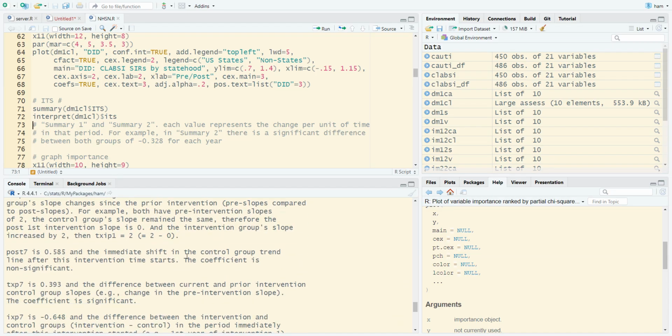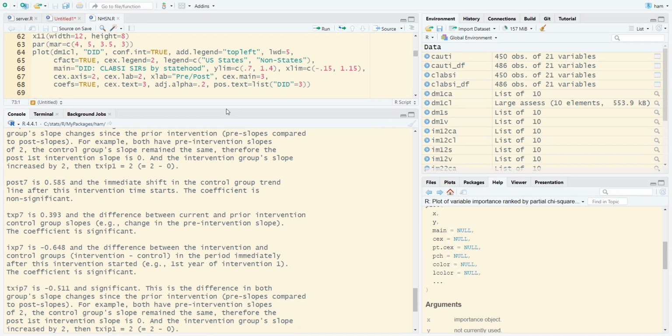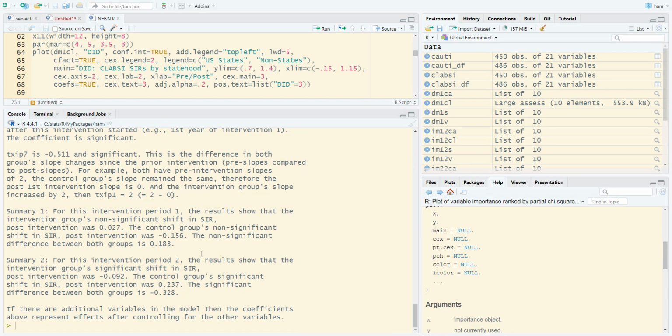Let me just go down to the bottom one. I'm not going to read them all, but I just want to show you the bottom set of code for that TXIP 7 variable. That's the trend for the intervention group at that 7th year, which is 2022. TXIP is negative 0.511, and significant. This is the difference in both groups' slope changes since the prior intervention, pre-slopes compared to post-slopes.